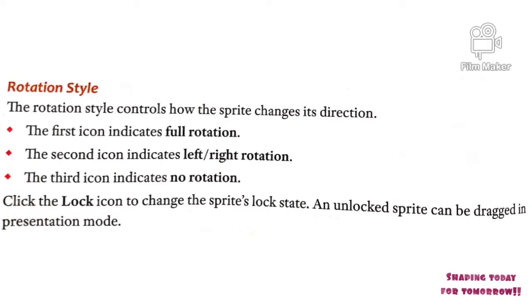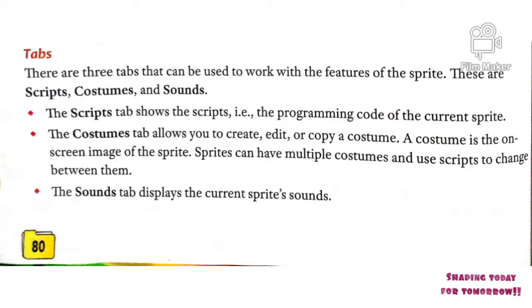Click the lock icon to change the sprite lock state. If you want to change the lock state, what you have to do is click on the lock icon. And an unlocked sprite can be dragged in presentation mode. So students, you have to unlock the sprite first, only then you can drag it in the presentation mode. Now the next topic is tabs.